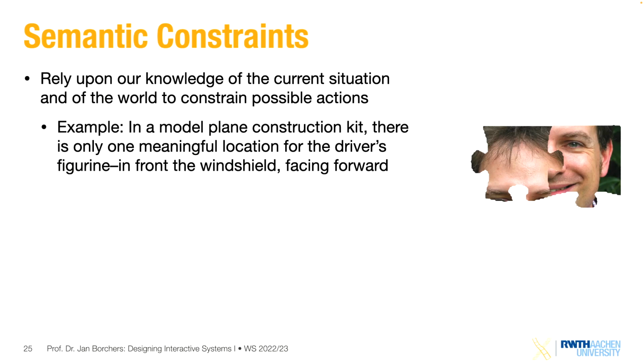Next up, we've got semantic constraints. These are a little different. There's no longer a physical shape mismatch of some sort, but we're relying on the knowledge that humans have of the current situation and of the world in general to constrain possible actions. Semantics, the meaning of things, right? So you could say semantic constraints are those where doing the thing that the constraint tries to keep you from doing just doesn't make sense.